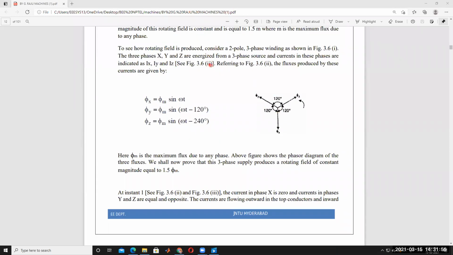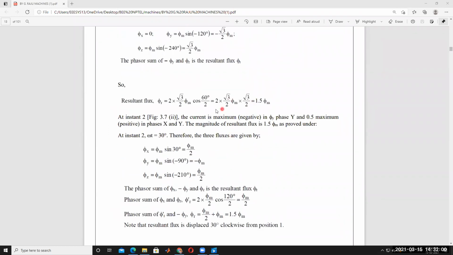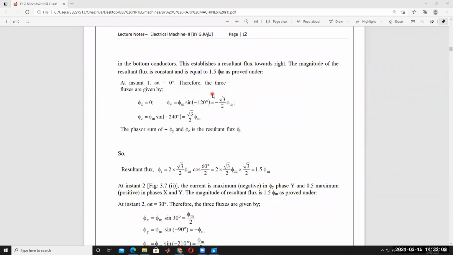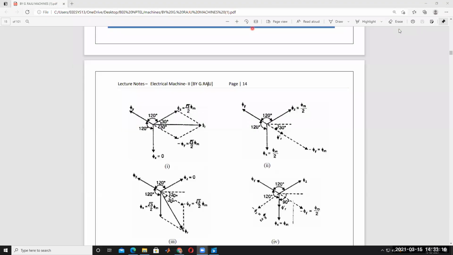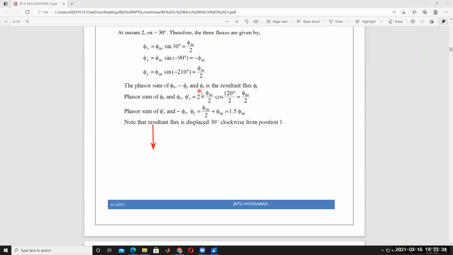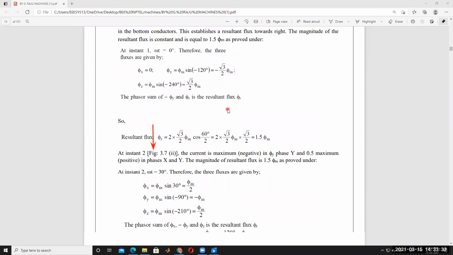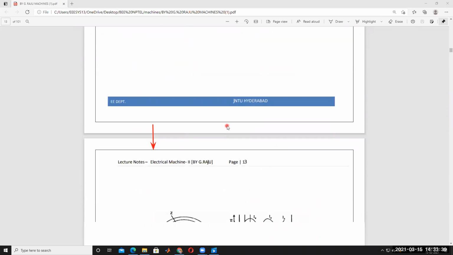So that is called √3/2. So φx = 0, which means there is no phasor. And then φy: what is φy here? Minus √3/2 φm. At ωt = 0, φy = −√3/2 φm. That is 0.866, which means 86% only.